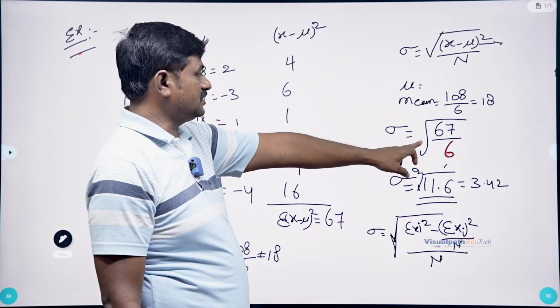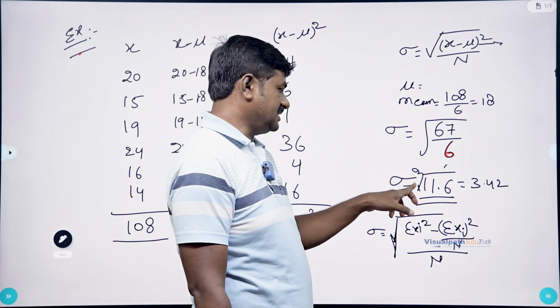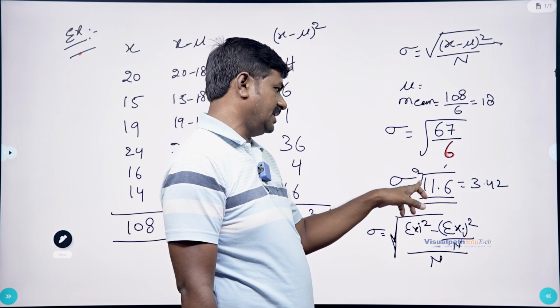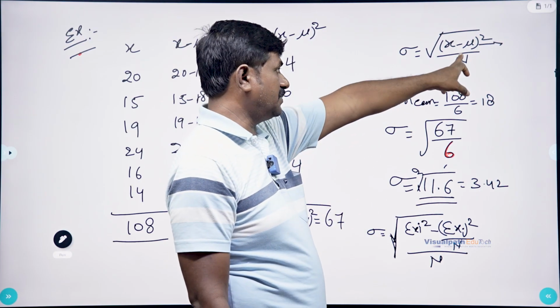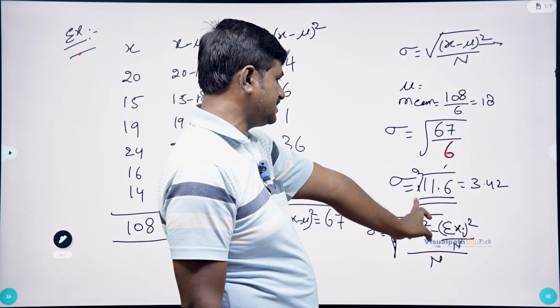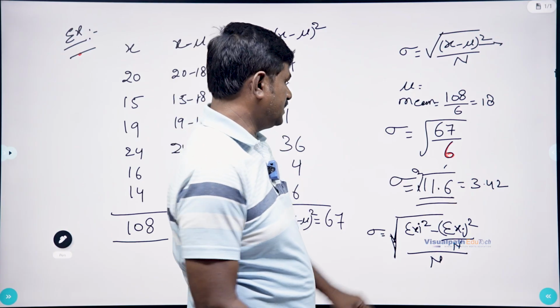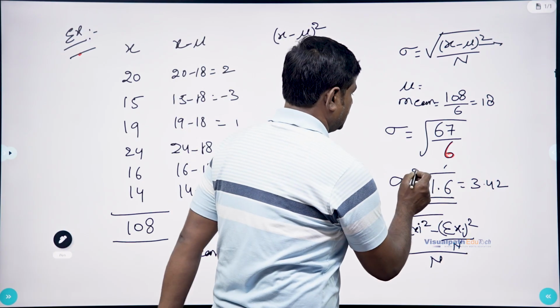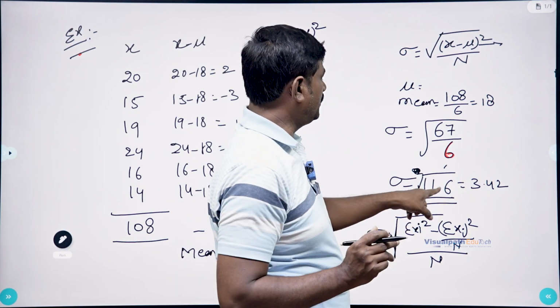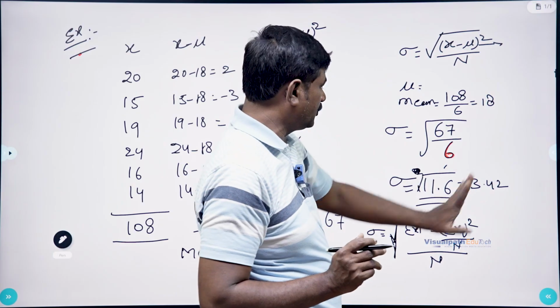Okay. Then sigma square is equal to 67 by 6, that is 11.6. Then we have to remove this square. Then sigma is equal to under root 11.6, which is equal to 3.42. That is the answer.